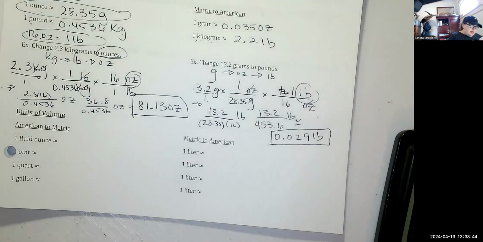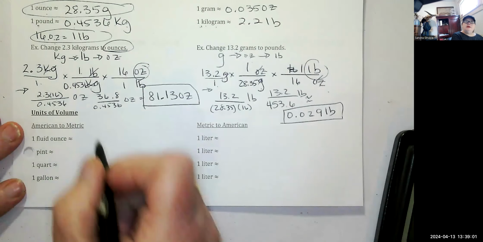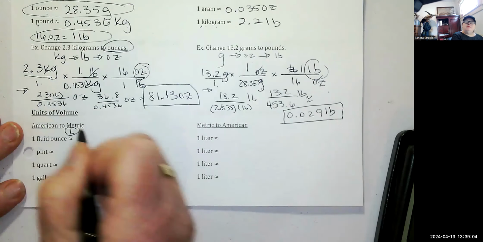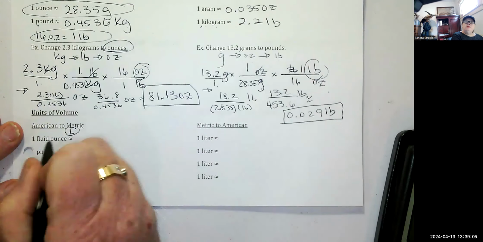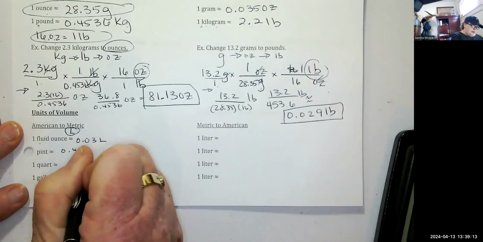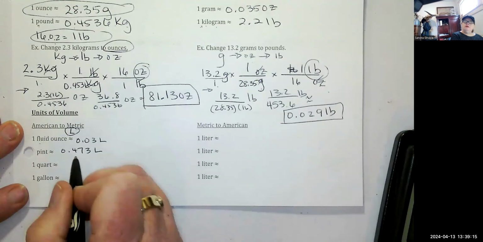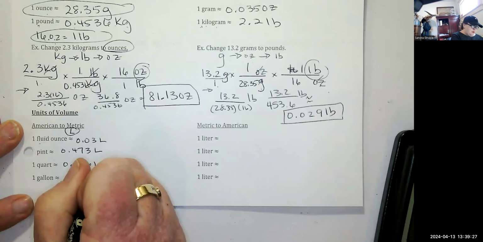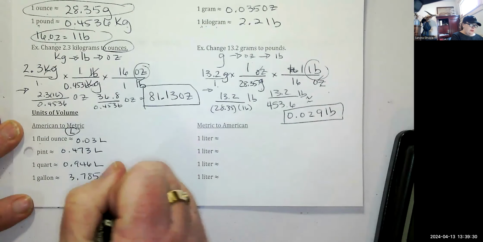American to metric, 1 fluid ounce is equivalent to, and this is all going to be represented in liters because the metric version is going to be the liter. All right. 1 fluid ounce is equivalent to about 0.03 liters. 1 pint is equivalent to about 0.473 liters, so almost half a liter. 1 quart is 0.946 liters, almost a full liter. And 1 gallon is equivalent to 3.785 liters.